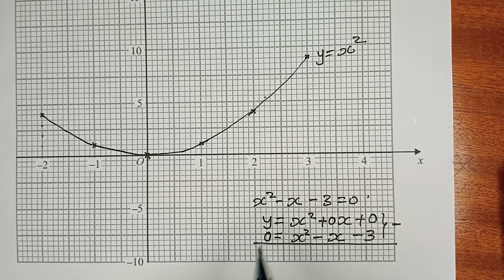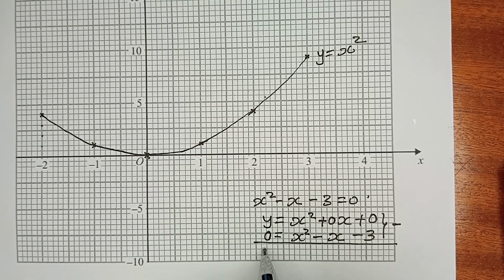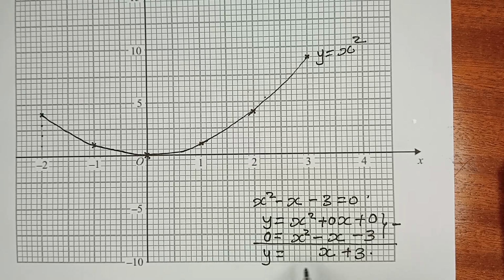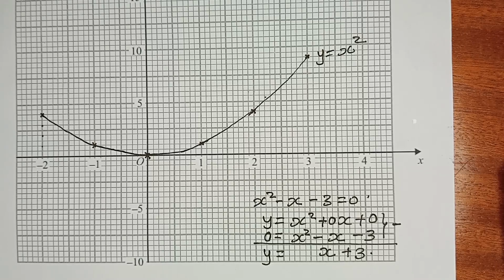And what do we realize? y minus 0 is y. x squared minus x squared is 0. 0x minus negative x, so minus negative becomes plus, this is x. And 0 minus negative 3, minus negative becomes now plus 3. So the equation that has emerged is the equation y is equals to x plus 3. And this is the equation that we need now to actually plot in this particular graph.